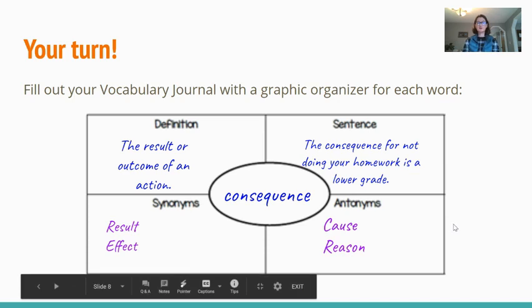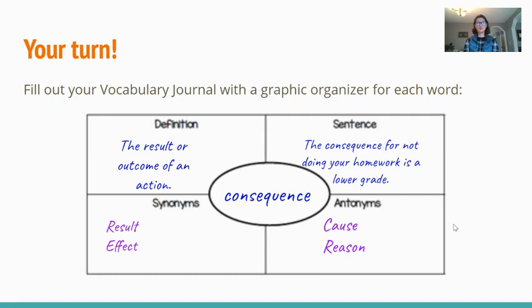Okay, so when you fill that in, you will have, I think, 35 words in your vocabulary journal that you know the definition of, synonyms for, antonyms for, you can write sentences with. So you are doing really well. Your vocabulary is just expanding.